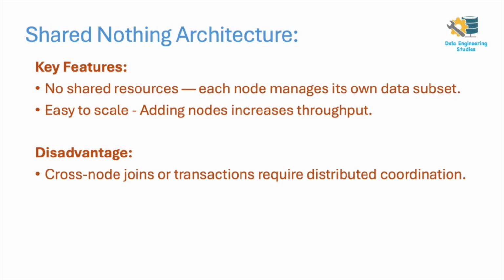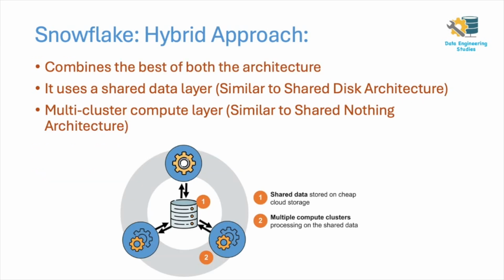Snowflake combines the best of both the architectures. Snowflake uses a shared data layer which is similar to the shared disk architecture. In Snowflake, we also have a multi-cluster compute layer which is similar to the shared nothing architecture. If you see in this diagram, we have a centralized storage system, but we also have three different clusters of different sizes in order to access the shared data.